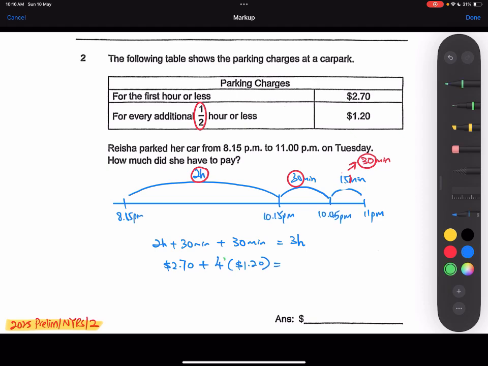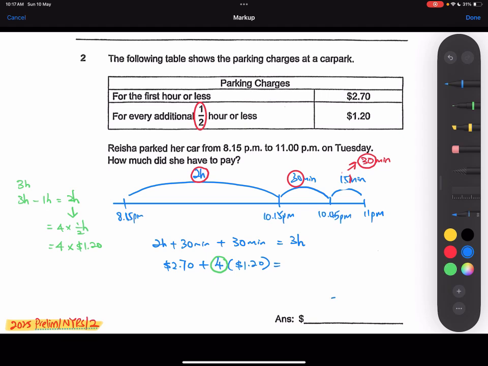Now let me just elaborate on the 4. We have 3 hours in total, right? And then we take out 1 hour because the first hour is $2.70, so we are left with 2 hours. Now 2 hours, if we split this into half an hour, equals 4 times half an hour, right? So we have to take 4 times $1.20, which is the cost of half an hour.